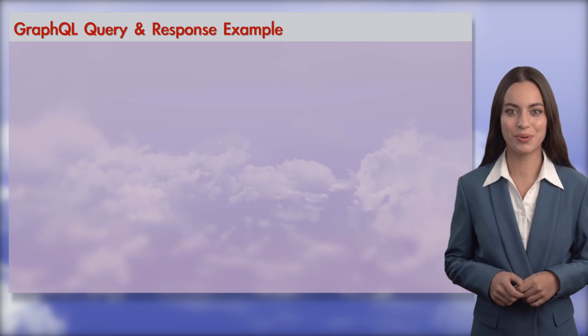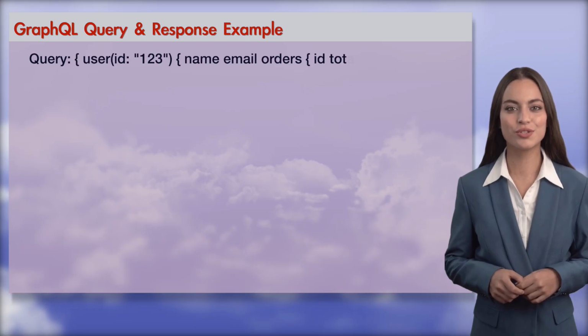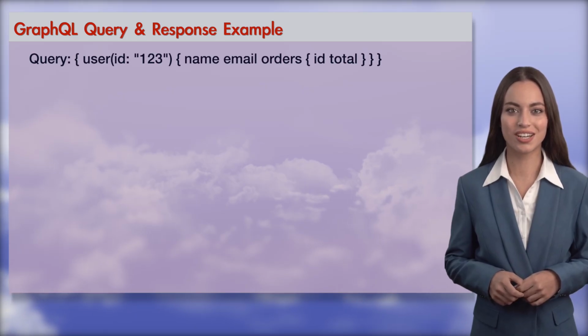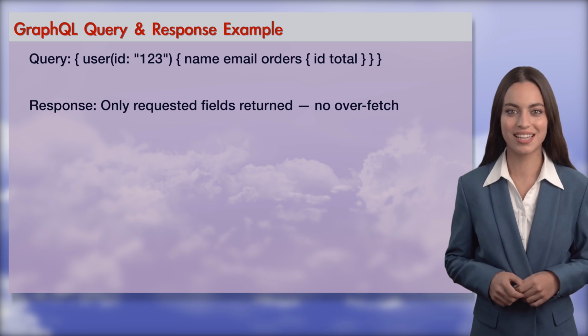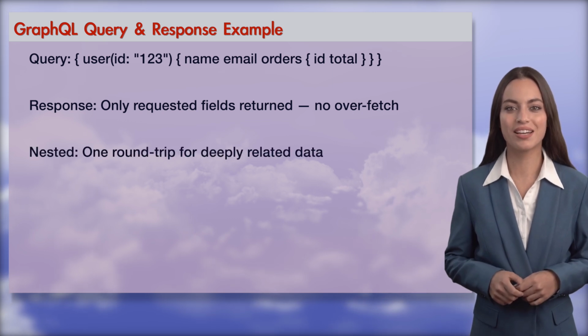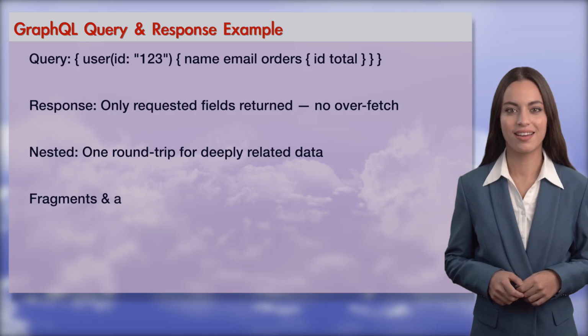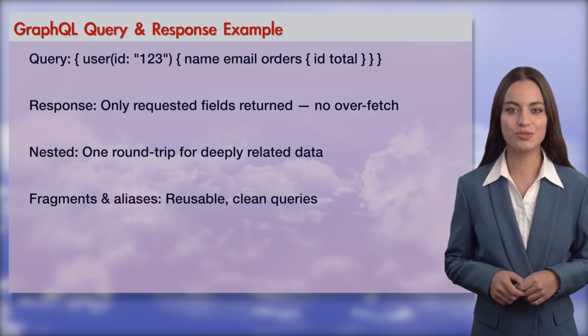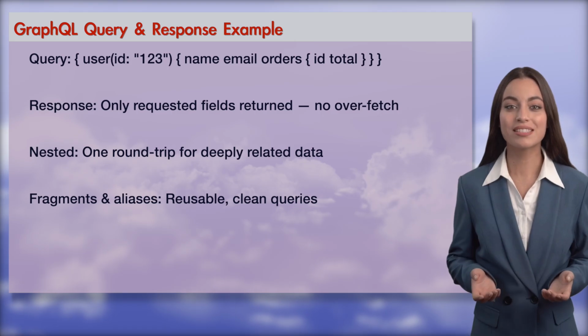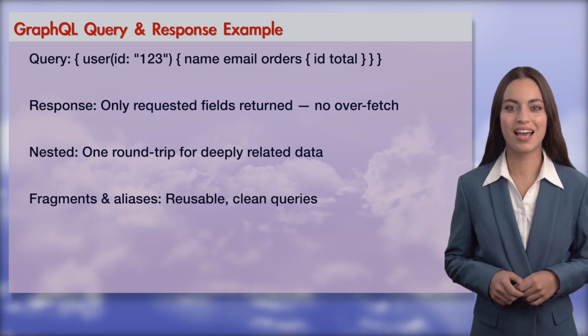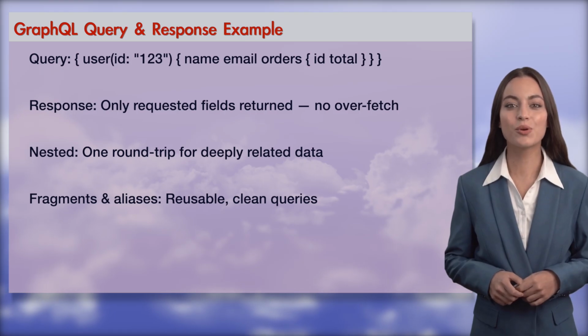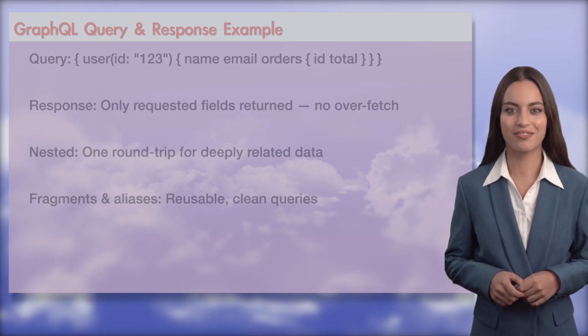GraphQL query example. A client asks for a user's name, email, and order IDs and totals. Only those fields are returned. No overfetching. Nested relationships, user and orders, are resolved in a single round trip. Fragments let you reuse selection sets. Aliases rename fields for clarity. This eliminates multiple REST calls and excess data transfer.